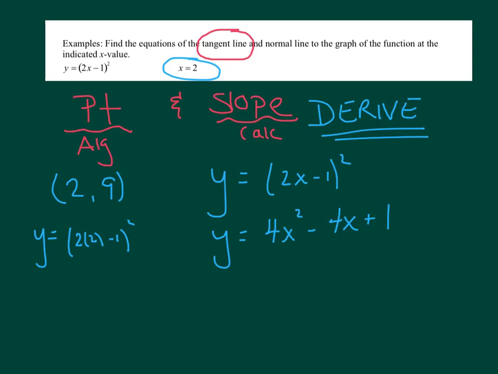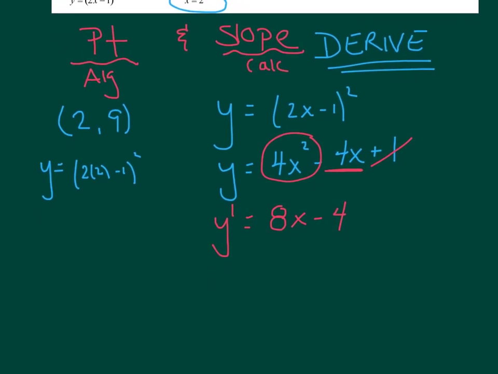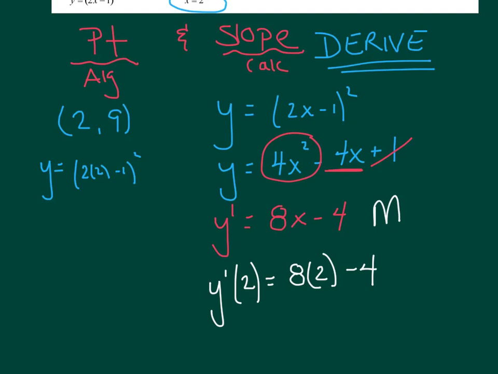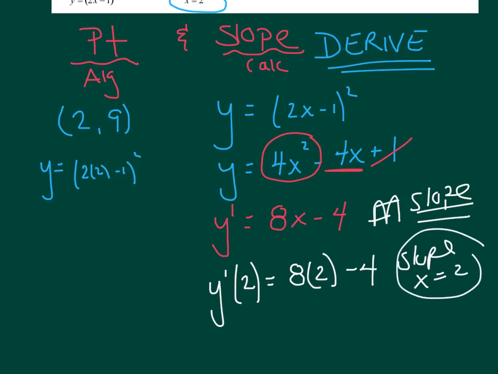All right, so now we'll take its derivative. Again, nice easy rule. 4x squared becomes 8x. The slope of negative 4x is just negative 4, and of course that's a constant. Lastly, I want the slope specifically when your x value is what number? What did they tell us the x value was? Well, 2. So I'm going to say y prime of 2 is equal to 8 times 2 minus 4. So this is my slope, specifically when x equals 2. So 16 minus 4, I get a slope of 12.